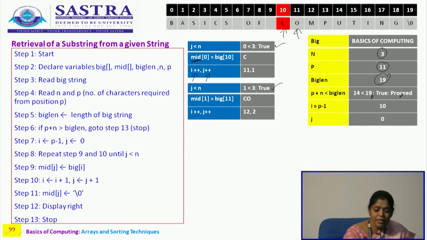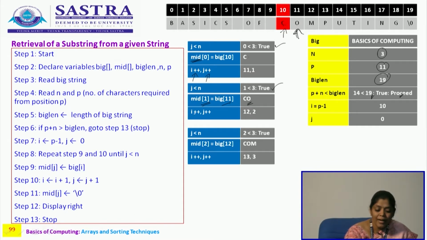Yes, it is meeting. So, once again we can go inside the loop. So, mid of j equal to big of I. So, mid of j is mid of 1, which is equal to big of I. This time big of I is pointing to the 11th position. There we have the character O, which has been stored in the string mid. You increment your I and j, check for j less than n.